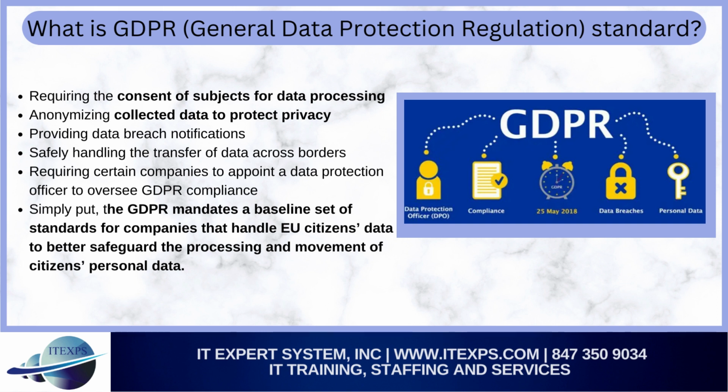Some of the key privacy and data protection requirements of the GDPR include: requiring the consent of subjects for data processing, anonymizing collected data to protect privacy, providing data breach notifications, safely handling the transfer of data across borders, and requiring certain companies to appoint a data protection officer to oversee GDPR compliance. Simply put, the GDPR mandates a baseline set of standards for companies that handle EU citizens' data to better safeguard the processing and movement of citizens' personal data.